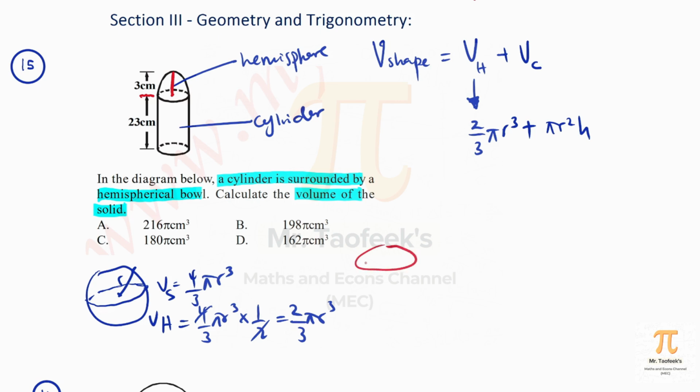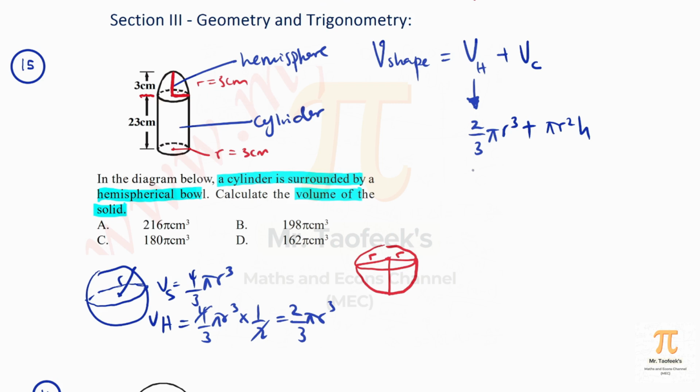Let me just draw something. The radius can be from here to this part. From here to here is still the radius. From here to here is still the radius. So automatically, it means that the radius of the hemisphere is also the radius of the cylinder. The radius of the hemisphere, which is 3, also happens to be the radius of the cylinder, because the radius of the hemisphere will be the same in any direction you're taking it. So the radius of the cylinder is also 3 centimeters, and the height of the cylinder we can see is 23.